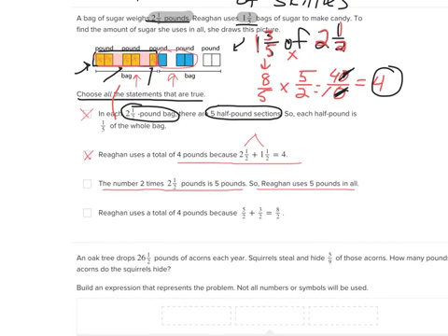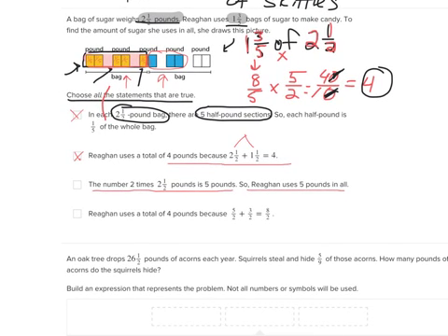Well, I don't know. The number 2 times 2 1/2 is 5 pounds, but she doesn't use 5 pounds. We already figured out she uses 4 pounds, so that is not correct. The last statement, Regan uses a total of 4 pounds. Yes, let's make sure they have the right reason. Because 5 halves plus 3 halves equals 8 halves, and 8 halves makes 4 pounds. That is correct. 3 correct answers.